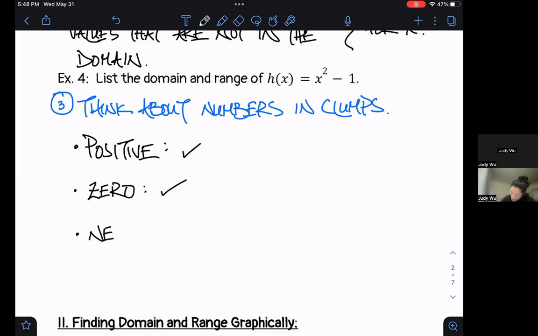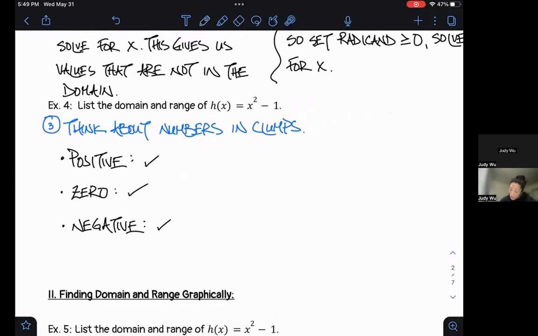And the last clump I think about is negative numbers, all right? So can I square a negative number? Well, if I had -3 and I squared it, I would get 9. Or if I had -5 and I squared that, I would get +25. So sure, I can square a negative, right? If you get a yes for all of these, what that translates into is a domain that is everything. So from -infinity all the way to +infinity.